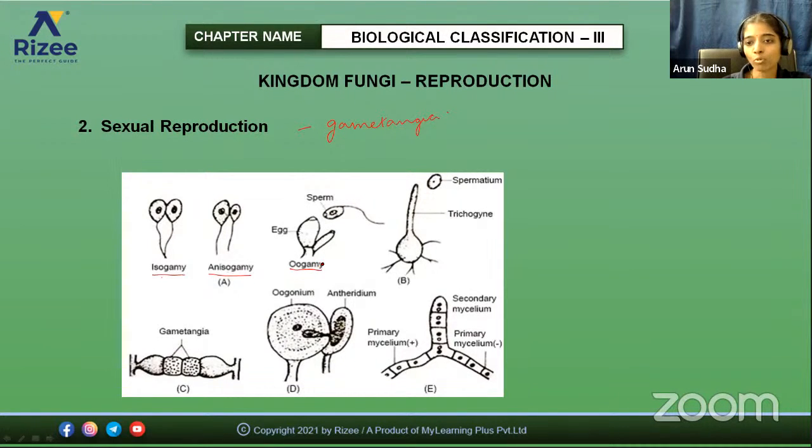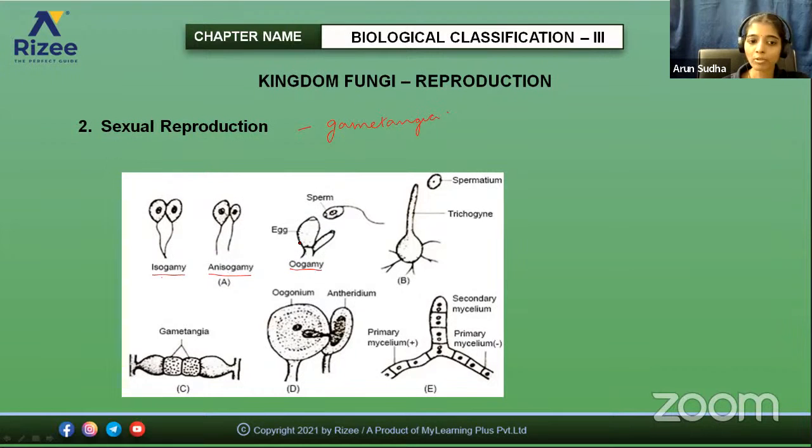But in the case of oogamy, what happens here? The female one, that is the egg, will be non-motile, and the male is motile, and that is called the sperm or antherozoid. So these are the different types of fusion that may happen: isogamy, anisogamy, or oogamy. The egg is non-motile, and this male gamete fuses with that egg and results in the formation of zygote. So depending upon the type of gamete that fuse together, we can name it as either isogamy, anisogamy, or oogamy.